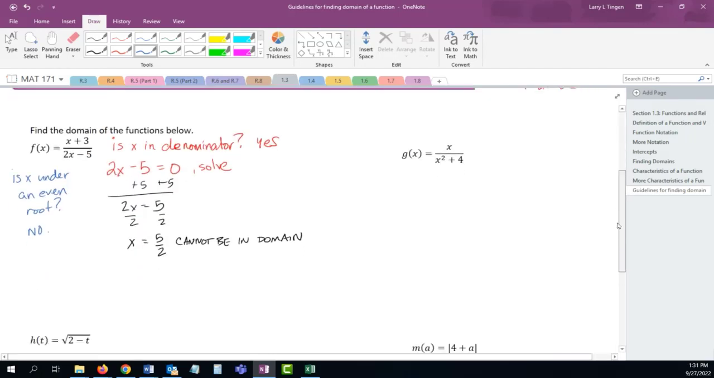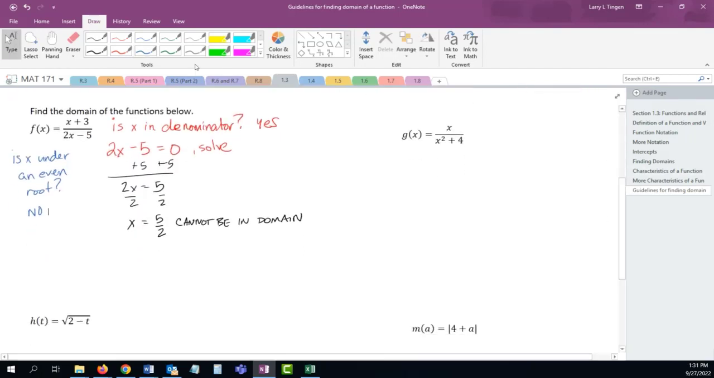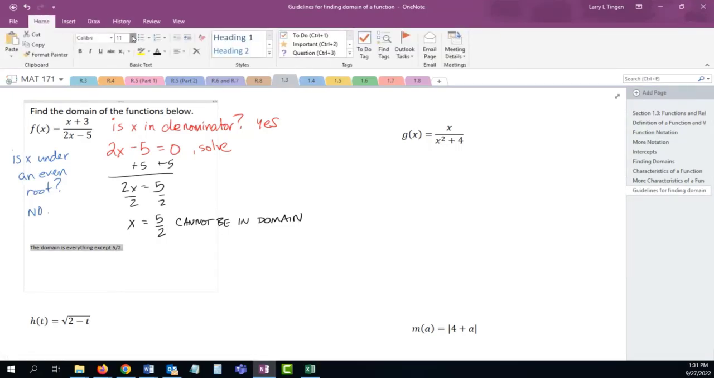So what is my domain? Well, my domain, so if I write it, the domain is everything except 5/2. Right? Everybody agree to that? Everybody think that's true? No other rules were problems? So everything except 5/2.